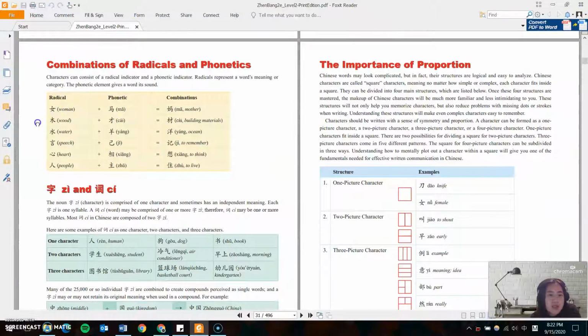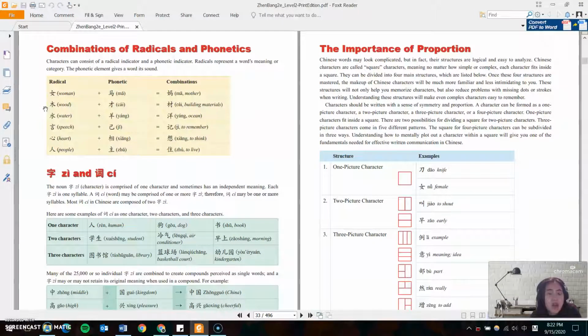Combinations of radicals and phonetics. Characters consist of a radical indicator and a phonetic indicator. Radicals represent a word's meaning or category. The phonetic element gives a word its sound. 女人这里和马是妈，木和财是财，水和羊是羊，像海洋，盐和己是记，记得，心和香是想，人和主是住. So, especially for this one, I really like this, right?